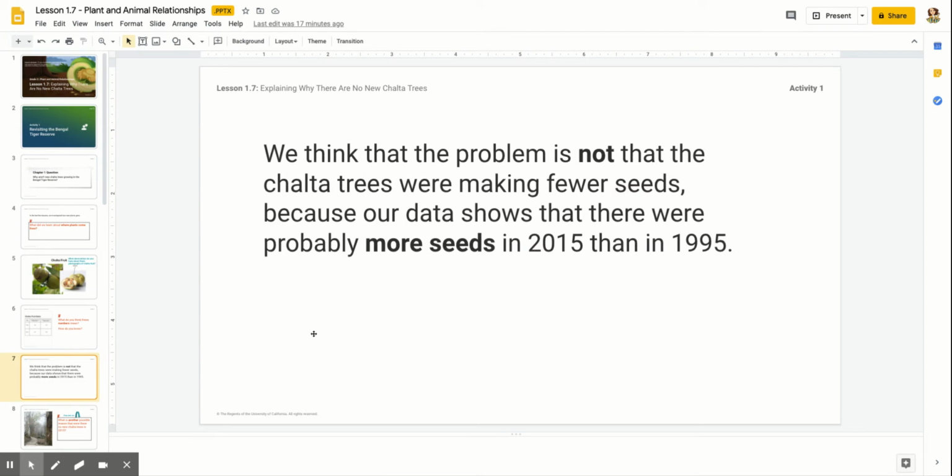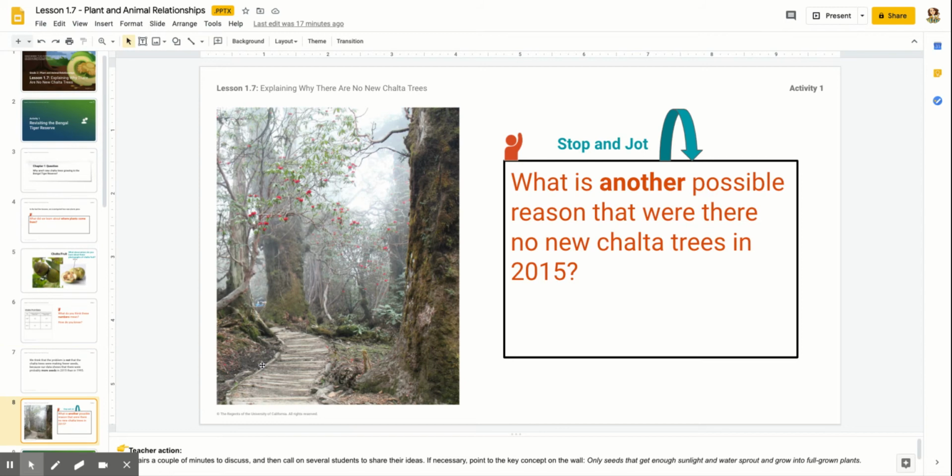So when we put these ideas together, we can say that we think that the problem is not that the chalta trees were making fewer seeds, because our data on the other slide that I just showed you says that there were probably more seeds in 2015 than in 1995. So then we need to move on to some other ideas. What would be another possible reason that there were no chalta seeds in 2015? So you can use this picture to help you and maybe come up with some new idea as to why the chalta trees are not growing.